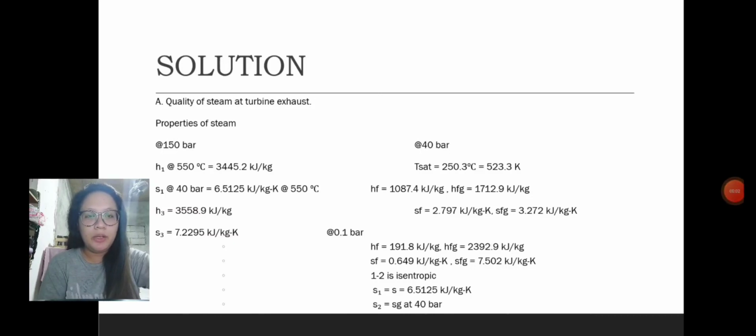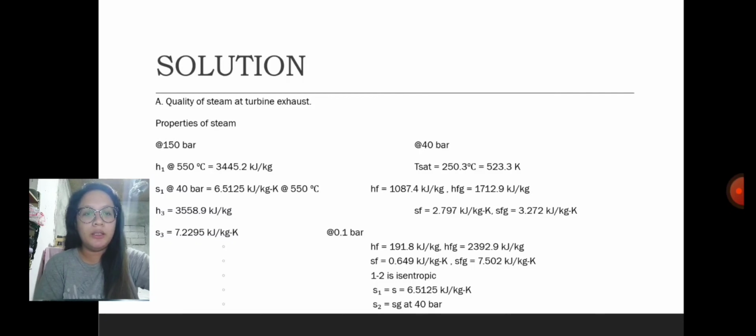Properties of steam at 0.1 bar. HF is equal to 191.8 kilojoule per kilogram. HFG is equal to 2392.9 kilojoule per kilogram. SF is equal to 0.649 kilojoule per kilogram Kelvin. SFG is equal to 7.02 kilojoule per kilogram Kelvin. S1 is equal to 6.5125 kilojoule per kilogram Kelvin.